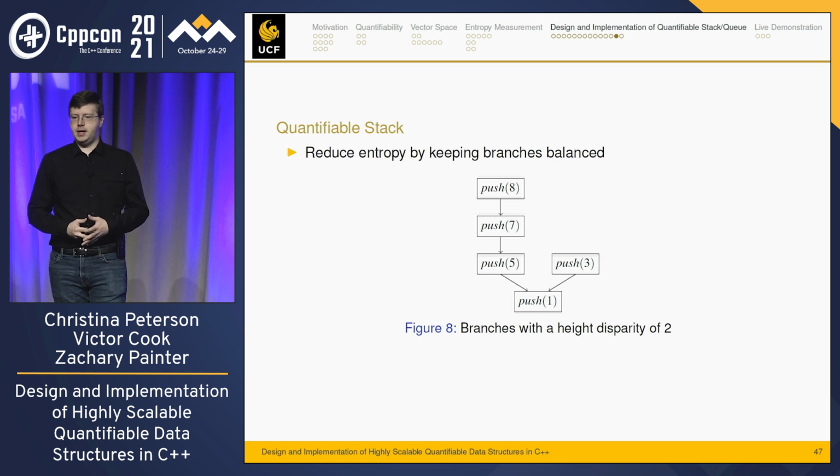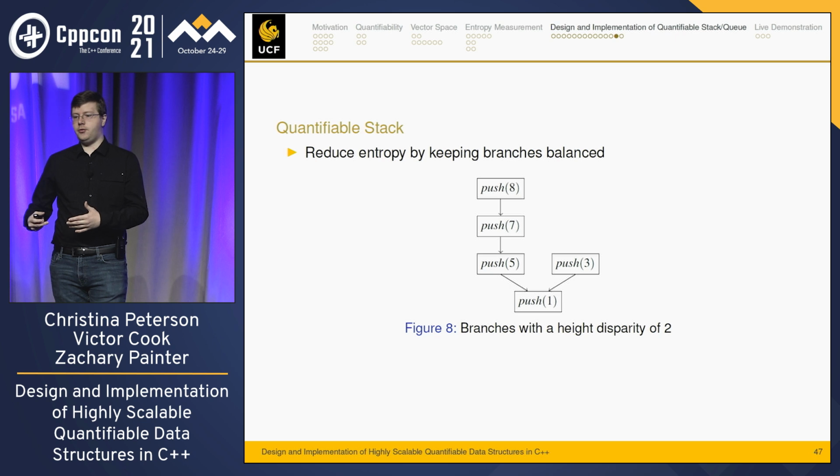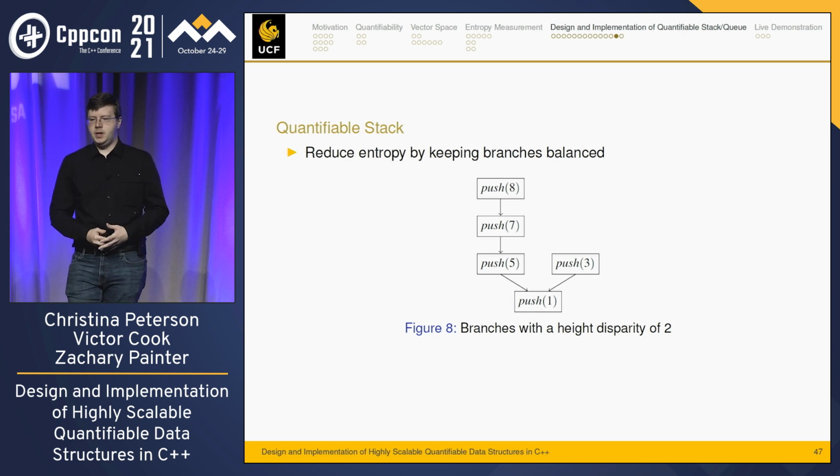If we have a stack that's in this state, we see that the left branch has grown a little bit farther out than the right branch. What it means when we see this happening is that the concurrent history that we're getting from this data structure, the history of operations, is going to diverge further away from the sequential deterministic history that you would get running this on one thread. And that increases entropy. So in this case, we have a branch height disparity of 2.